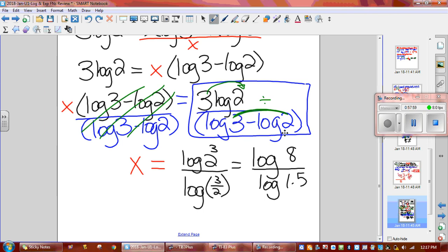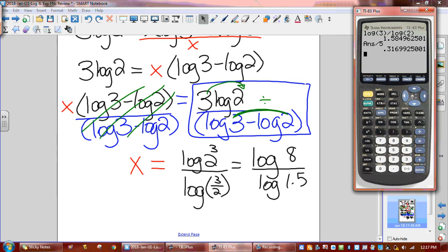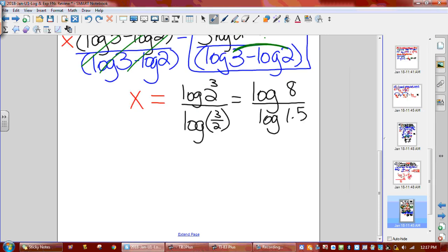Now if we want to solve our answer and round it, I'm going to put the numbers in the calculator. So we're going to have log 8, close my bracket, divided by log 1.5, close my bracket. And I'm going to get 5.13. So my answer for x in this case, x equals 5.13.